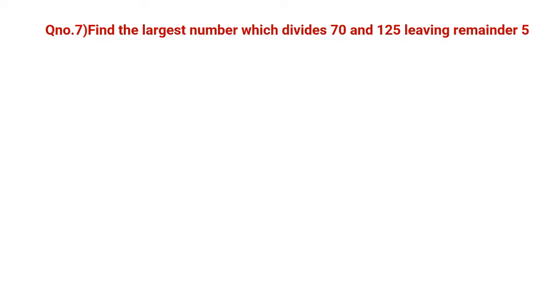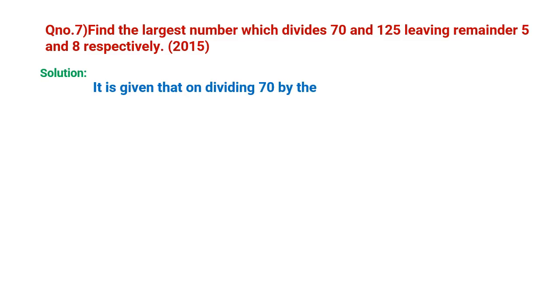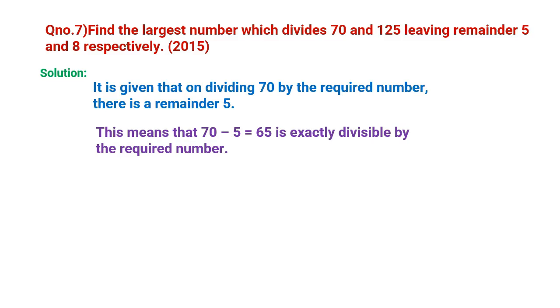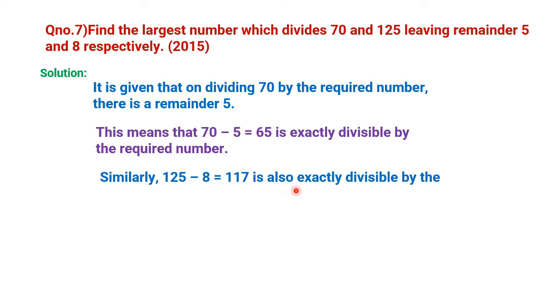Question number 7. Find the largest number which divides 70 and 125, leaving remainder 5 and 8 respectively. Solution. It is given that on dividing 70 by the required number, there is a remainder 5. This means that 70 minus 5, which is equal to 65, is exactly divisible by the required number, isn't it? Similarly, 125 minus 8, which is equal to 117, is also exactly divisible by the required number.